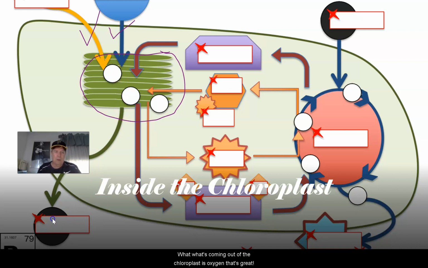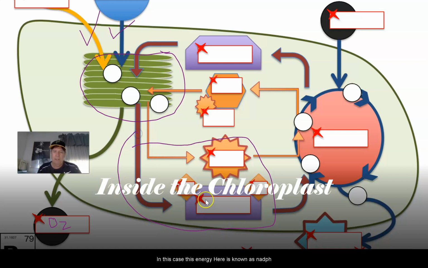Well, what's coming out of the chloroplast is oxygen. That's great. That's one of the products of photosynthesis. But what are these other things coming out, okay? Well, they're energy. In this case, this energy here is known as NADPH, okay? And this one is one I'm sure you've heard of before, ATP.